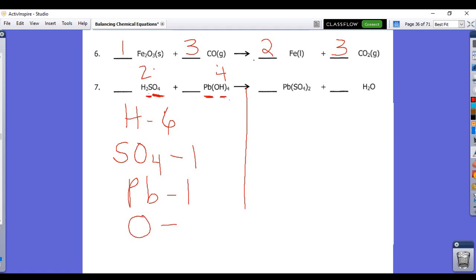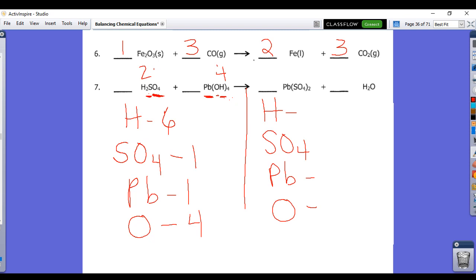And then oxygen, because it's inside the parentheses, that's 1, but you have to times it by the 4. So that gives you 4. Now let's put it in the same order. We have H and then SO4, then we have Pb, and then we have O. So now let's check our answers here, or count our atoms.